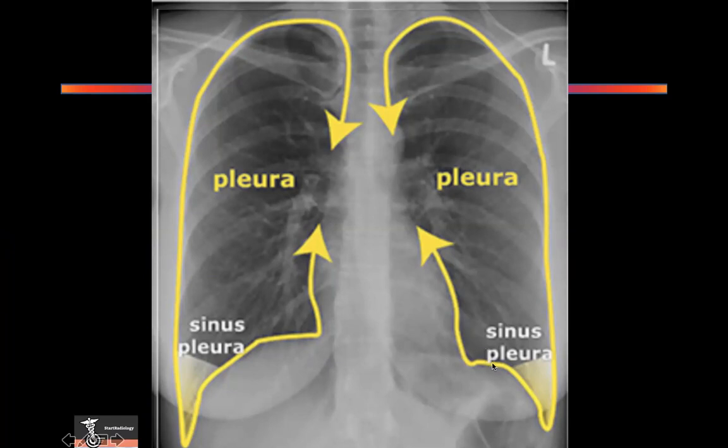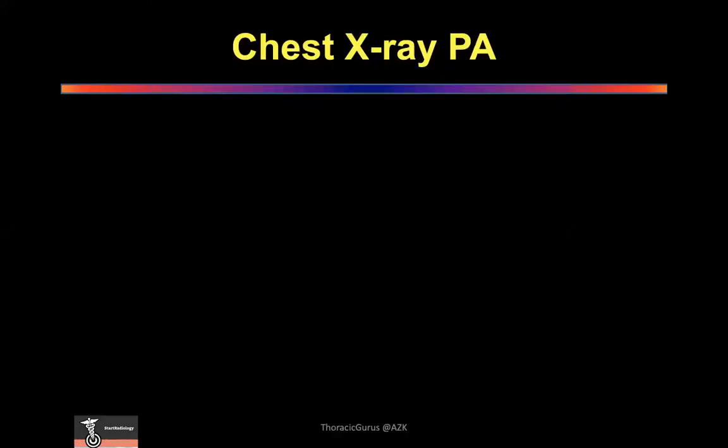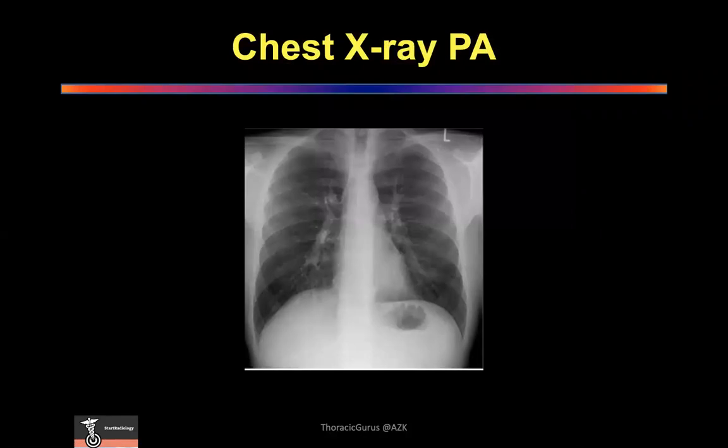The cardiophrenic angle and the costophrenic angle. And when you are analyzing a chest X-ray, you must look at all these things that I'm going to tell you over the next 40 minutes or so. So this is a pleura. Let's look at the next chest X-ray, okay?